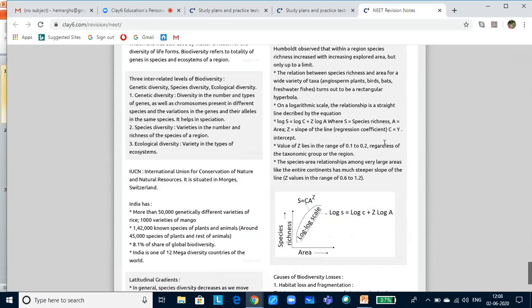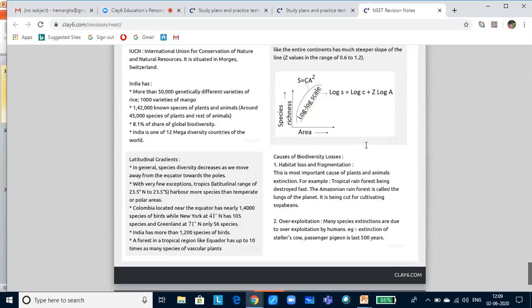On a logarithmic scale, the relationship is a straight line described by the equation log S = log C + Z log A, where S stands for species richness, A stands for the area, Z stands for the slope of the line, and C is the Y-intercept. The value of Z lies in the range of 0.1 to 0.2, regardless of the taxonomic group or the region. Species-area relationship among very large areas like the entire continents has a much steeper slope, wherein the Z values will lie in the range of 0.6 to 1.2.